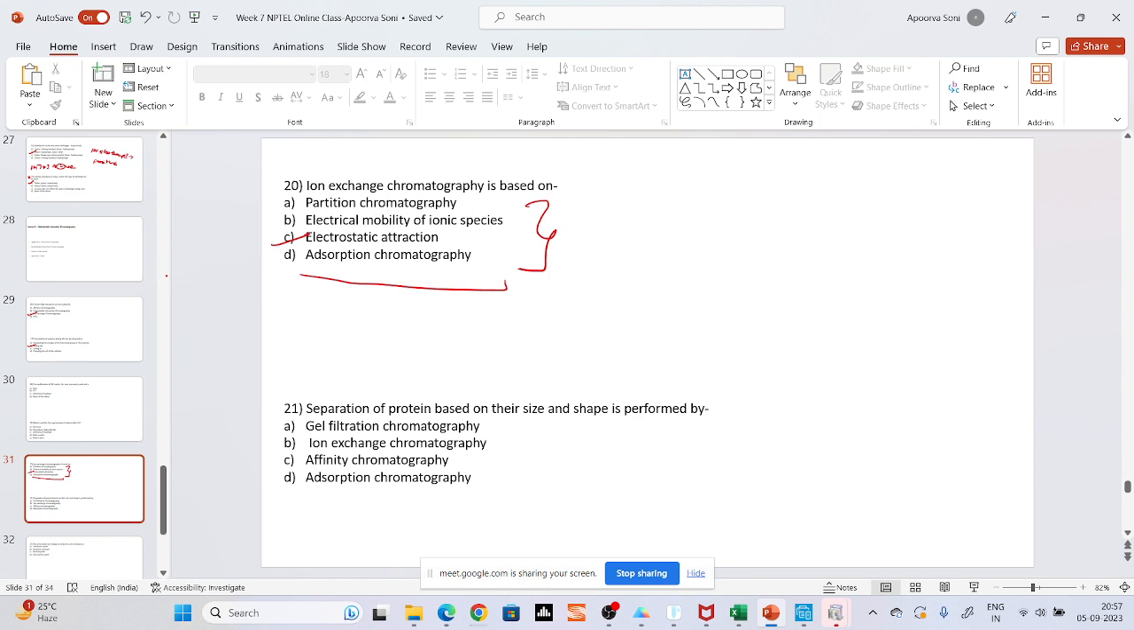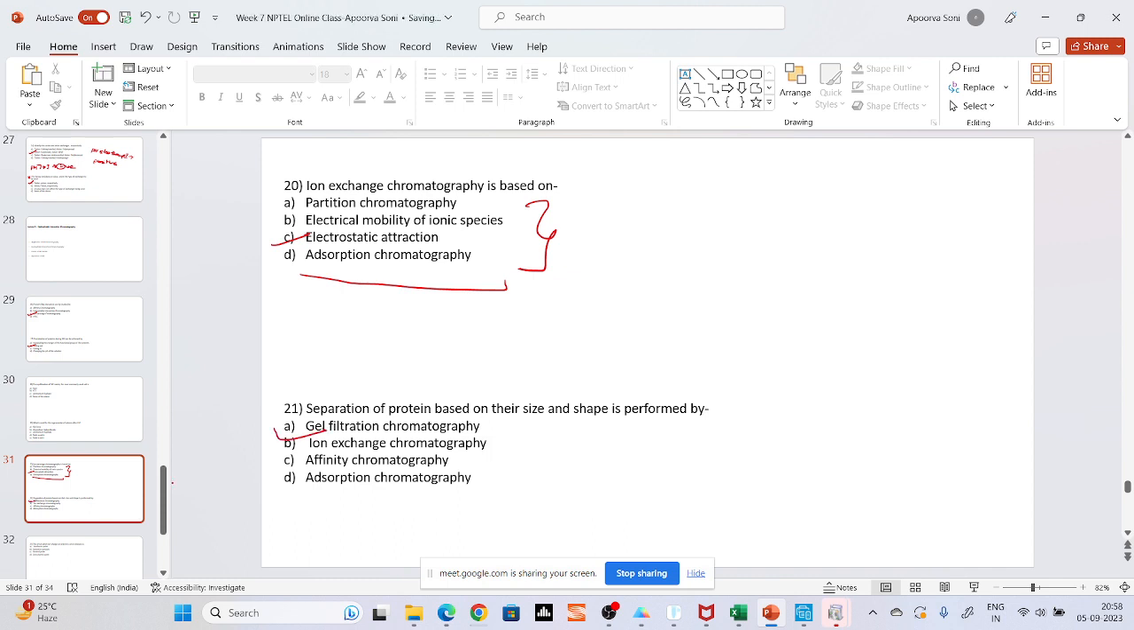Next question is separation of protein based on their size and shape is performed by gel filtration, ion exchange, affinity, adsorption. Based on their size and shape. Adsorption chromatography. See, you have to answer more specifically. Separation of proteins based on their size and shape is ultimately a kind of adsorption chromatography only, but more specifically, it is the gel filtration chromatography.